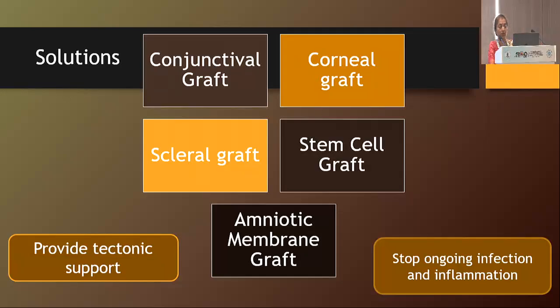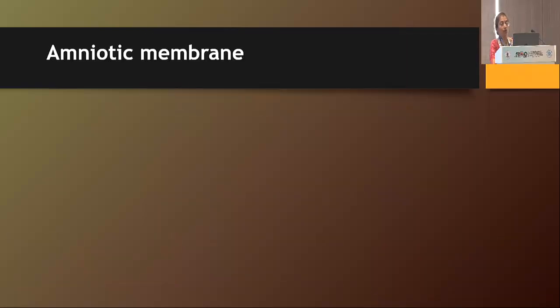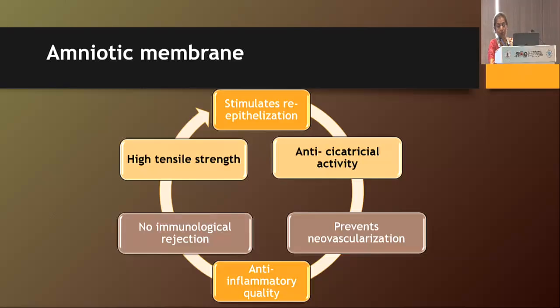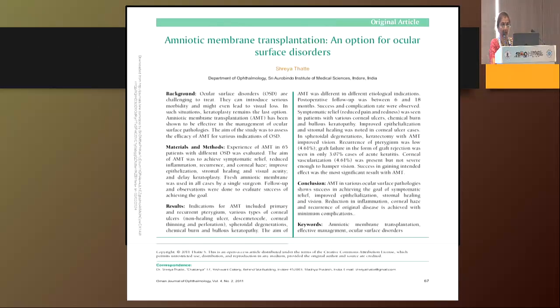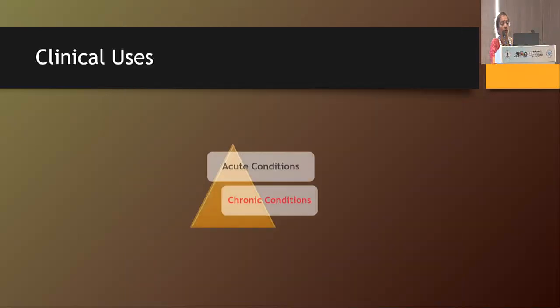They provide tectonic support, but not everyone can stop the ongoing infection and inflammation. So we require something which can stop this ongoing infection and inflammation, and amniotic membrane does that by stimulating reepithelialization. It has very good anti-cicatricial activity. It prevents neovascularization. It has anti-inflammatory quality, and the best part is there is no immunological rejection. And it has high tensile strength, so it can be used for a larger surface area. And this work was published as amniotic membrane transplantation, an option for ocular surface disorders.